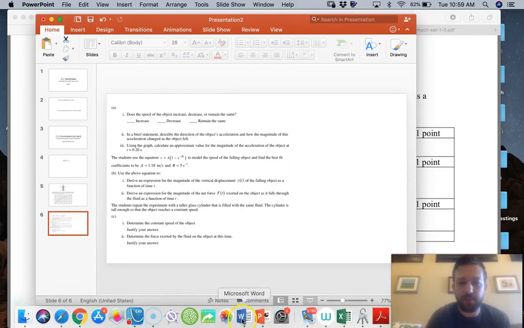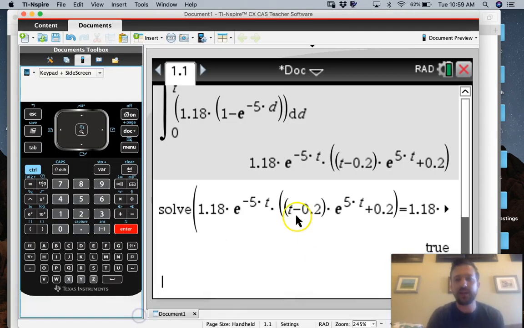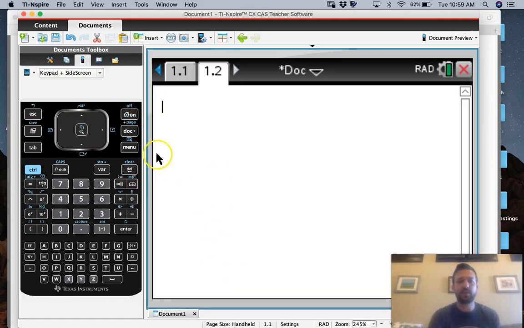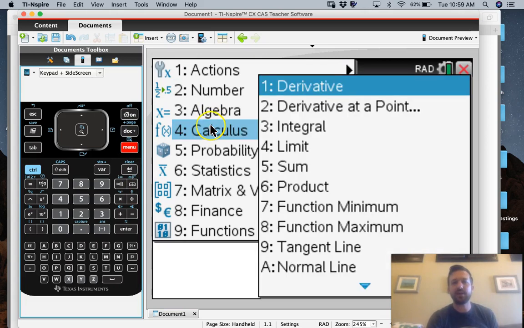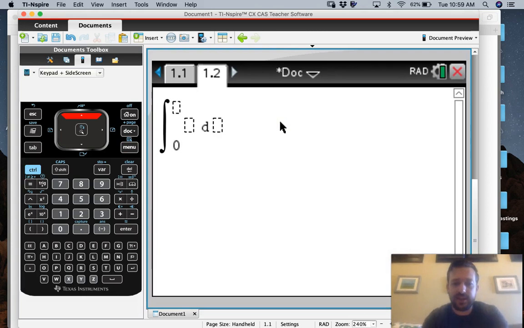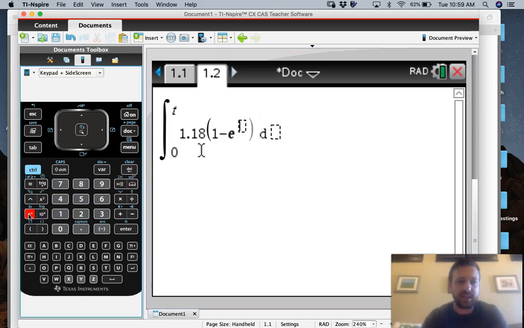I'm going to open up my calculator, and you guys should have the TI Inspires just like me. Let me open up a new screen here so you can see exactly what I'm doing. I'm going to go Menu, Calculus, Integral. I'm going to go from 0 to t, and I'm going to go 1.18 times 1 minus, and make sure to use this e. Don't just type e from the little keyboard at the bottom. That will not work. Negative 5, now I called it x because I am using a t in here.